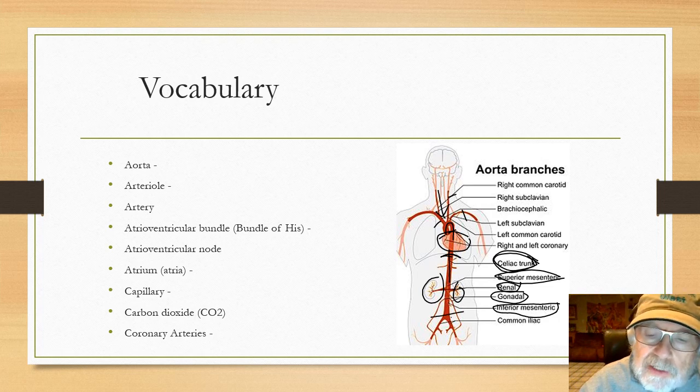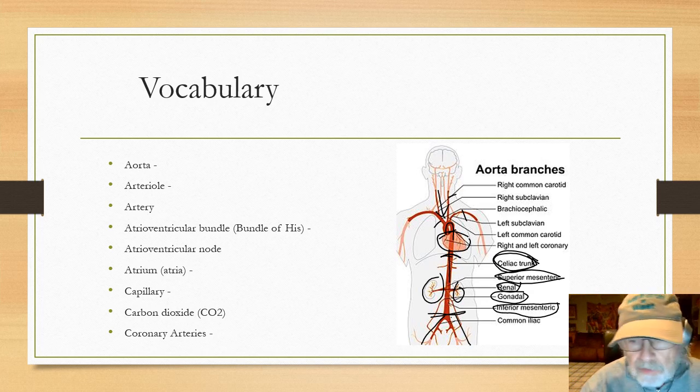Eventually, right down about here, about the level of the umbilicus, the aorta divides. One branch goes to one leg, one branch goes to the other leg. But that's the aorta. It's a very large, very prominent artery in the body.